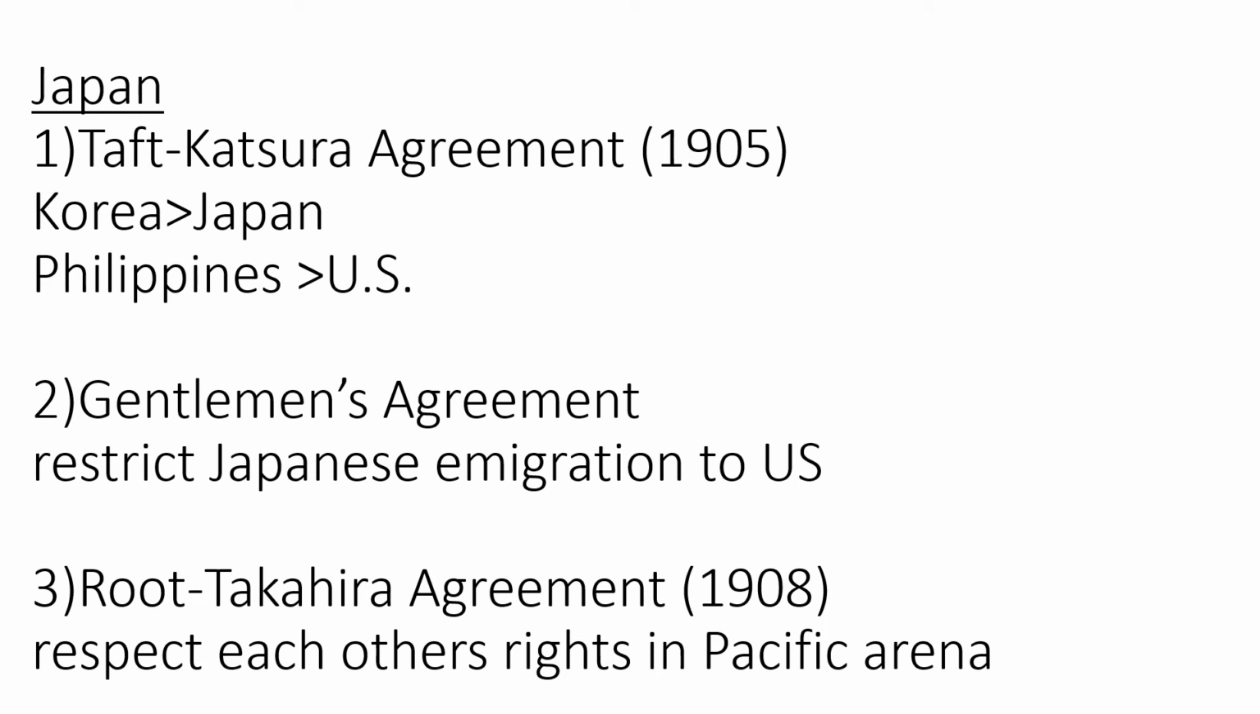Japan was the next area of foreign policy that the United States dealt with. The Taft-Katsura Agreement in 1905 saw both countries recognizing their spheres of influence, Japan's over Korea and the United States over the Philippines.